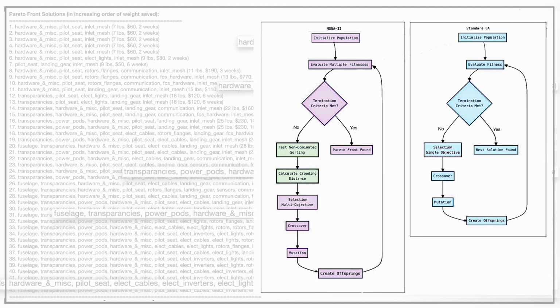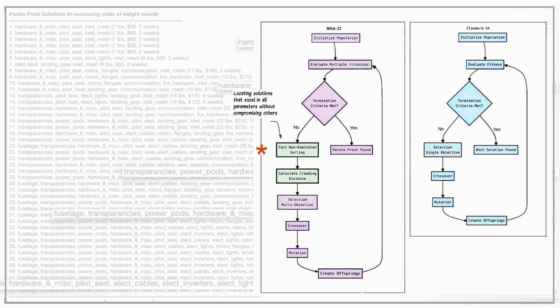The first addition is fast non-dominated sorting. This process locates solutions that excel in all parameters without compromising others. Instead of forcing all objectives into a single fitness score, it identifies which solutions are genuinely superior across all dimensions simultaneously. This is the heart of multi-objective optimization, finding solutions where you don't have to sacrifice one goal to achieve another.